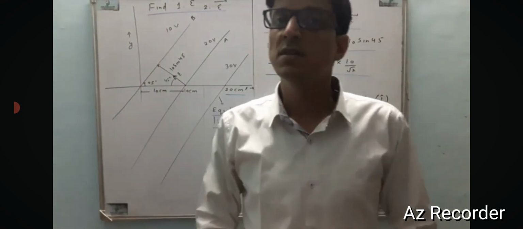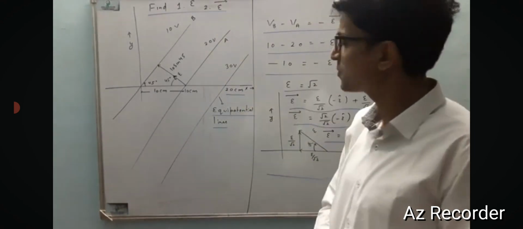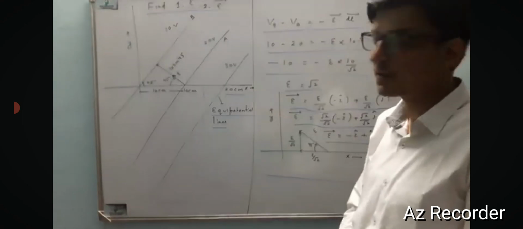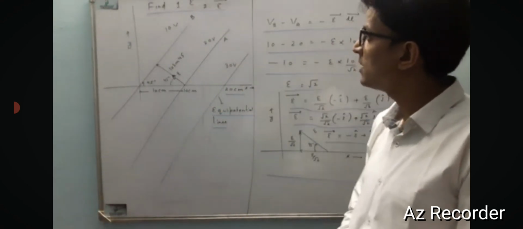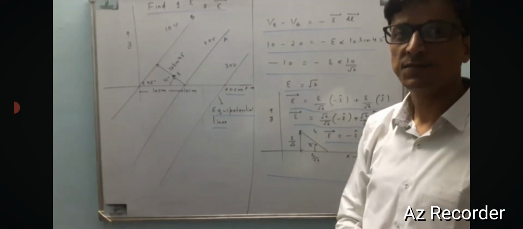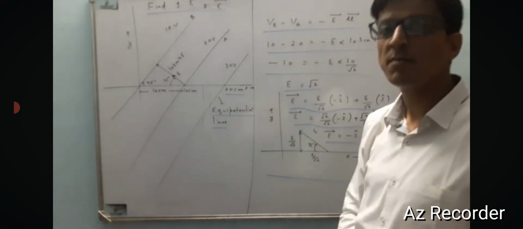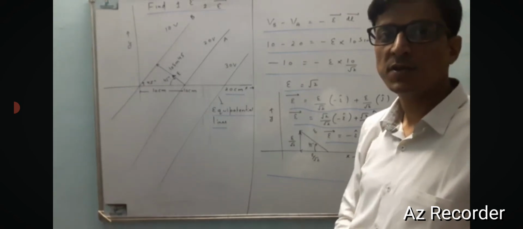Let's discuss a question today. Here is the xy plane and there are some equipotential surfaces given, and we need to find the magnitude of the electric field and the electric field vector. So how to solve this question? Do remember the steps: silent mind, idea, information and calculations.